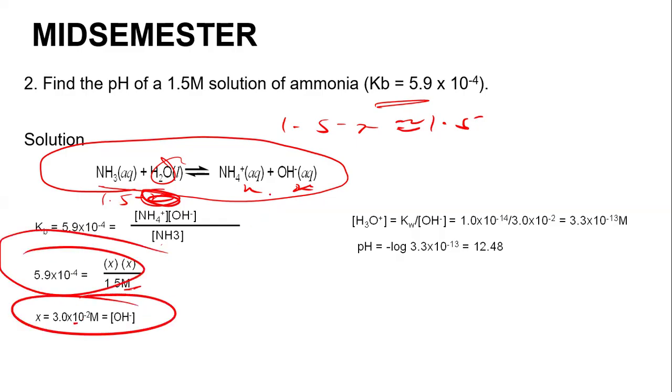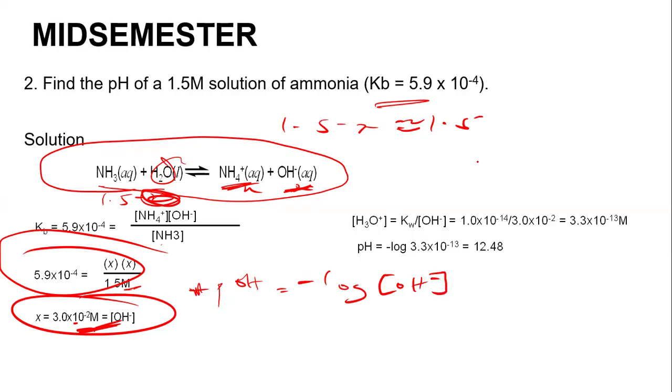The value of X is the concentration of the ammonium ion and the hydroxide ion here. Once we get the concentration of the hydroxide ion, we can find the negative log of the hydroxide ion to get our pOH. Then we subtract the pOH from 14 to get the pH, right? That's one way, but that's not the way that was used here.